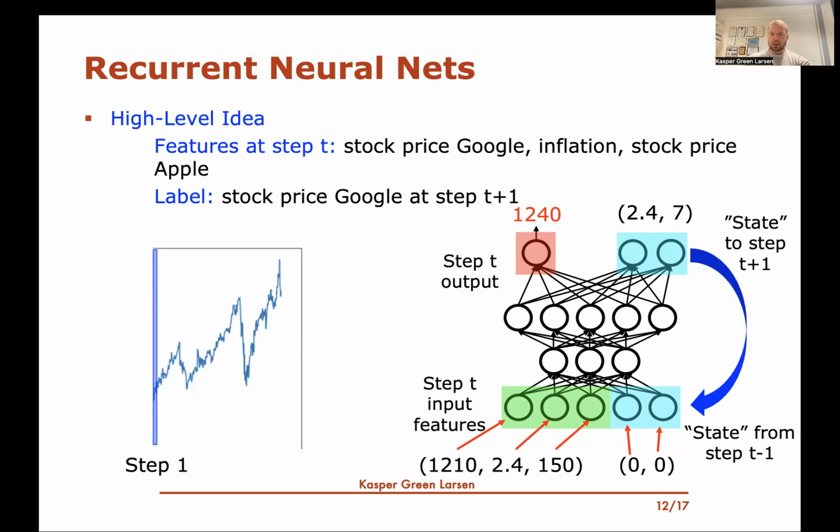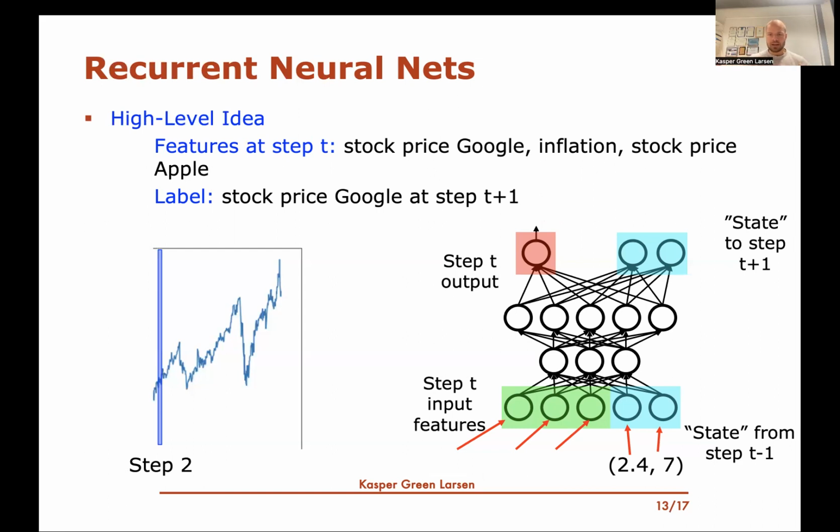And the interesting thing is that we now take this state output, and this output of these neurons, and we feed them back into the neurons here at the bottom. So now they're part of the input to the step 2 computation, right? So we replace the dummy vector now by this 2.4, 7 that is fed into these input neurons. We move on now to step 2. And for step 2, we also measured the stock price of Google, the inflation, and the stock price of Apple. So for step 2, we have these features available, maybe 1235, 2.349. So we feed all of this into the input to the recurrent neural net, and we just repeat now.